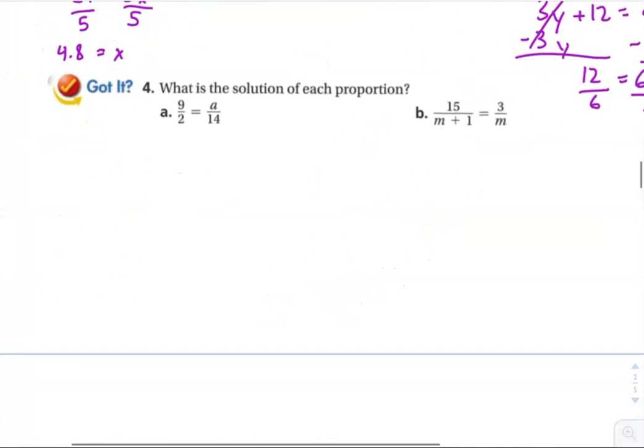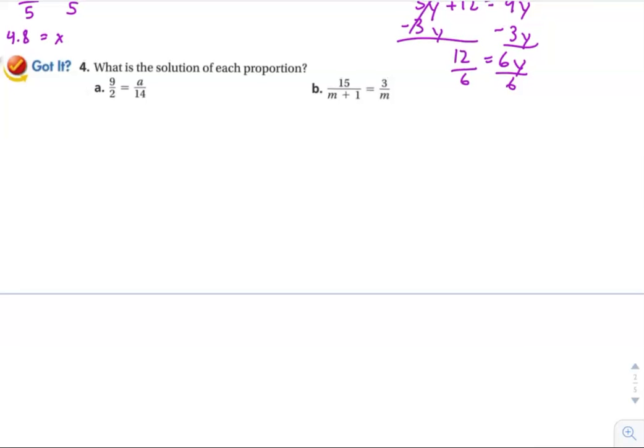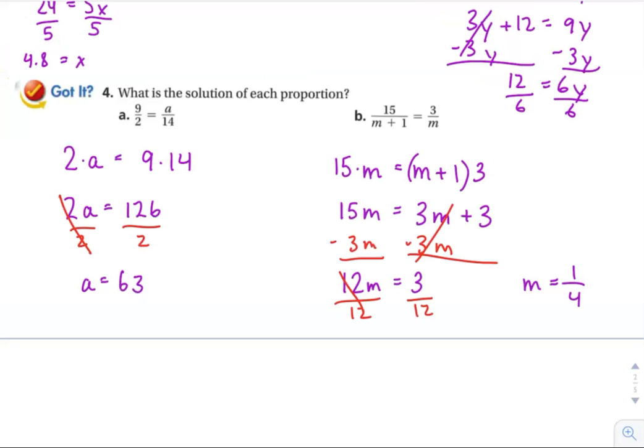All right, you guys pause the video. Try number 4, A and B. Okay, here are your answers for these. So A equals 63, and B equals 1/4. So if you got 3/12, just remember that you want to simplify your fractions to get into good habits with that. Divide by 3, divide by 3, you get 1/4.